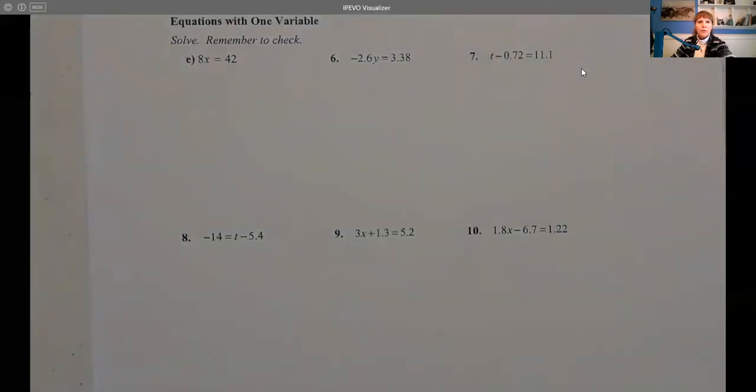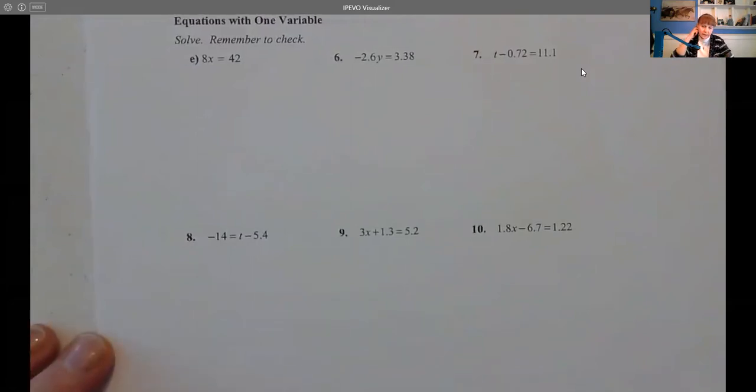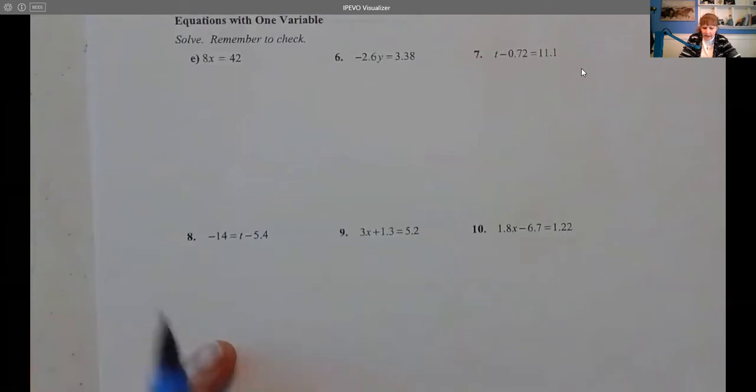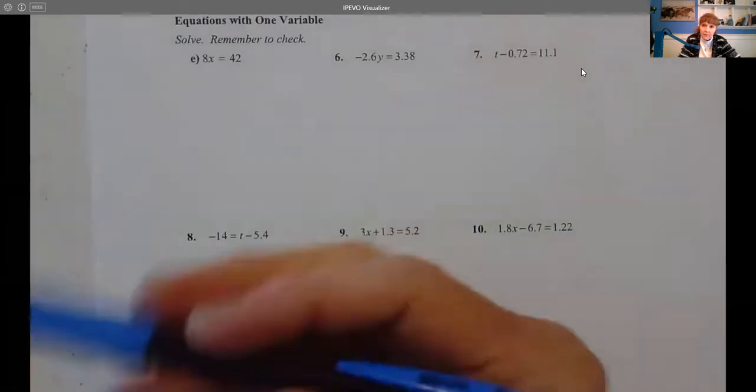Hi there. Well, we're going to be looking at solving some equations. These will just have some decimals in them, but again, I just encourage you to use a calculator when you're solving these. But it'll be a good review. So here we're going to start with E.